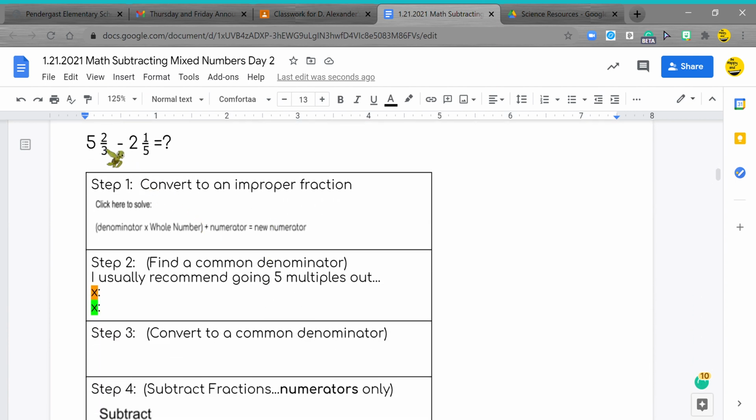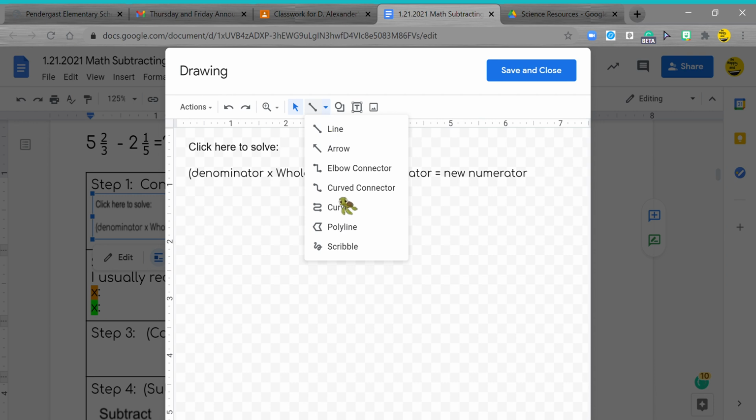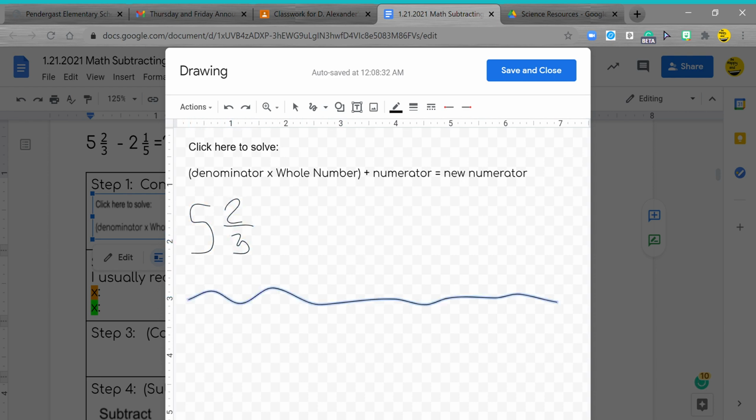We have 5 2/3 minus 2 1/5. So the first thing I'm going to do is I'm going to scribble. I'm going to go ahead and bounce into here. I'm going to hit scribble. I have 5 2/3. I'm going to put my little line here. And I have 2 1/5.